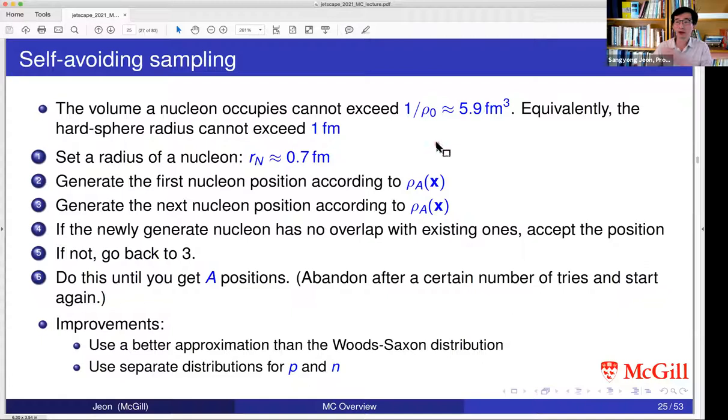The volume of one nucleon on average occupies 1 over the normal nuclear density, which is about six cubic Fermi. You can translate that into a sphere, and if you take the nucleon as a hard sphere, the radius cannot exceed 1 Fermi. Usually you set the radius of a nucleon to be something like 0.7 Fermi.